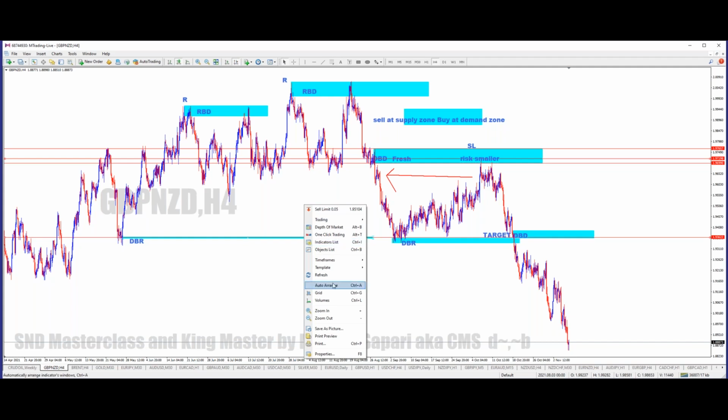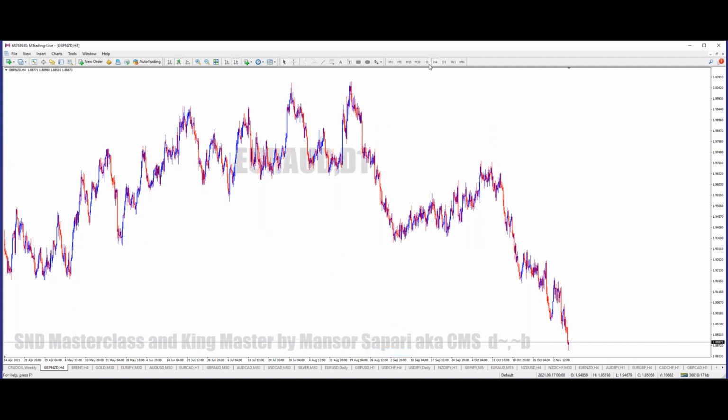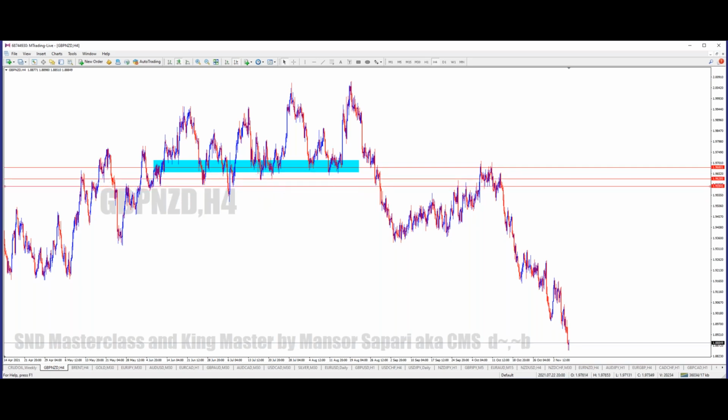For example, let me clear this template, SND masterclass. This is GBP New Zealand H4. We have a significant support over here, a lot of support, a lot of support. So do you guys agree that this is a significant support? But you got confused. So a lot of support over here, over here. Which one is the significant one? Maybe this one, or maybe this one, or maybe this one. But you agree that this is a significant support, isn't it?